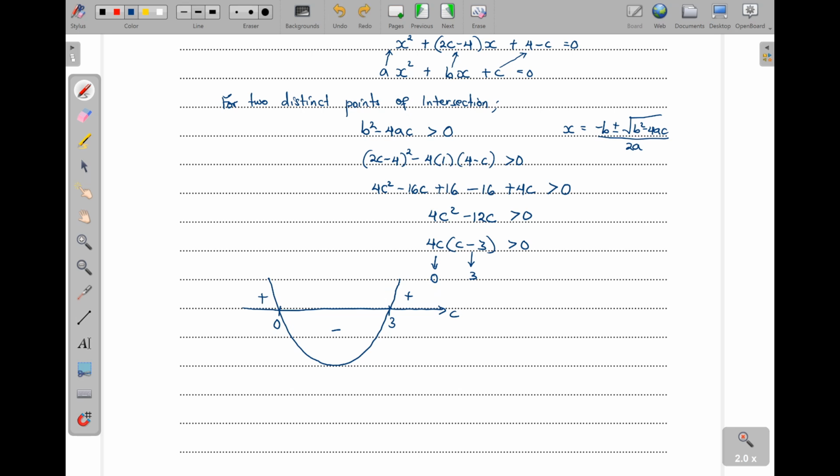Now, we are interested in the regions that are greater than 0, the positive ones. So we can see this one here and then this one here. So we conclude, therefore, that c is less than 0 and c is greater than 3. So that is the set of values for which that straight line intersects the curve at 2 distinct points.